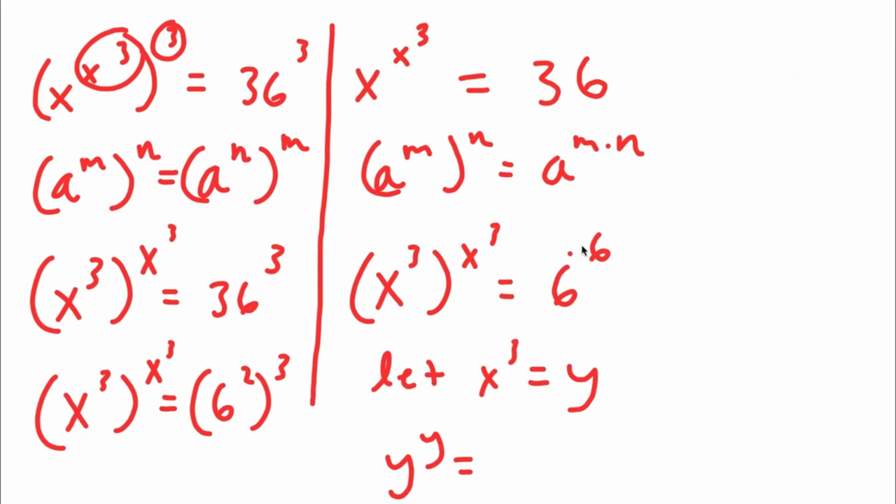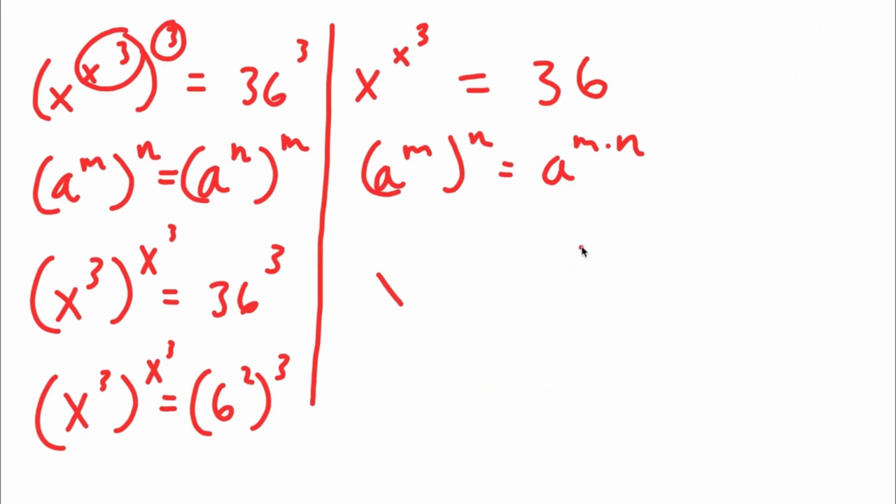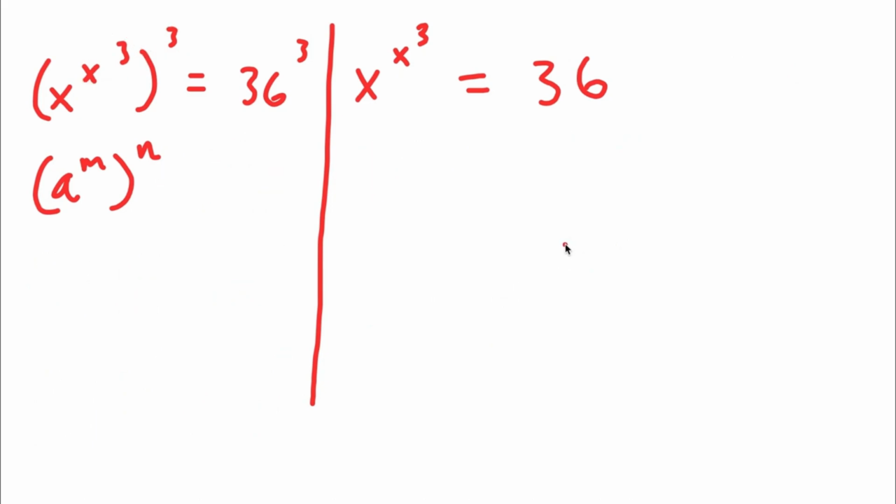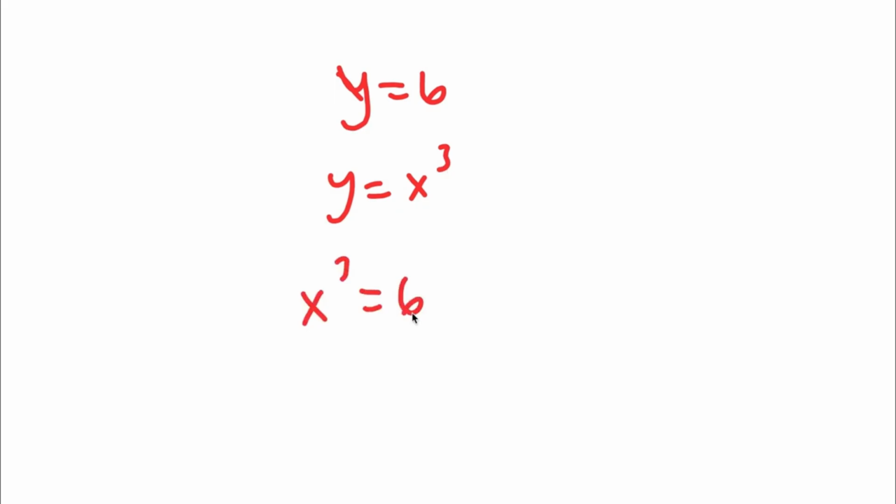So now I'm going to go ahead and clear up some space. So now I have y equals 6. However, remember that y is also equal to x to the power of 3. So now I have x to the power of 3 is equal to 6.